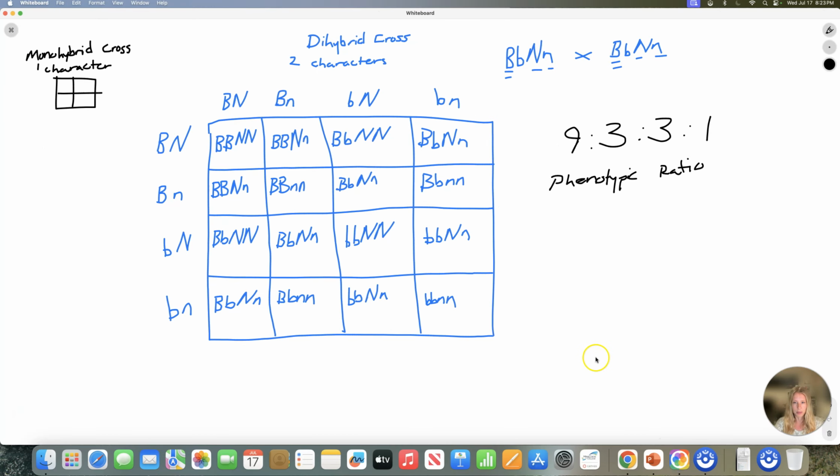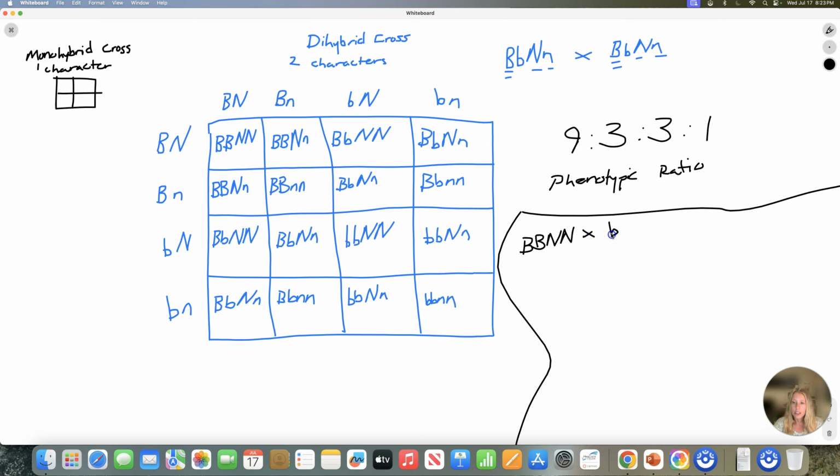I'm going to pull up the whiteboard again and draw a little area over here to figure this out. So we know that one parent is homozygous dominant for both traits, so capital B, capital B, capital N, capital N. The other is homozygous recessive for both traits, so lowercase b, lowercase b, lowercase n, lowercase n.